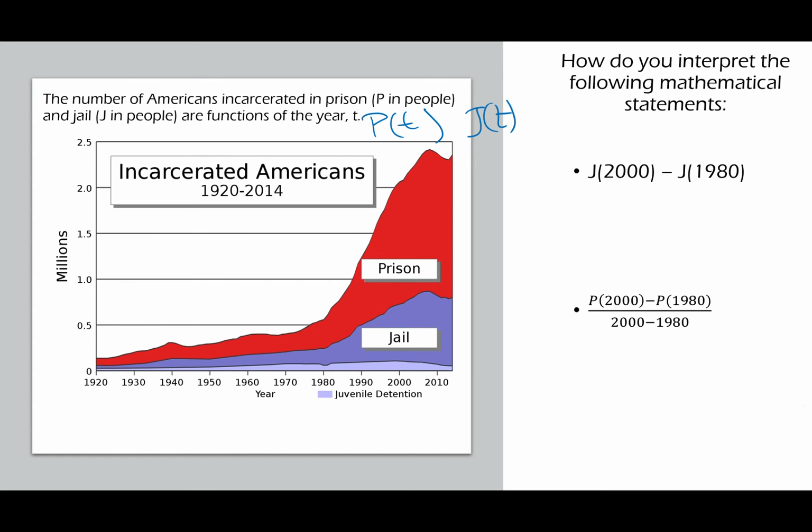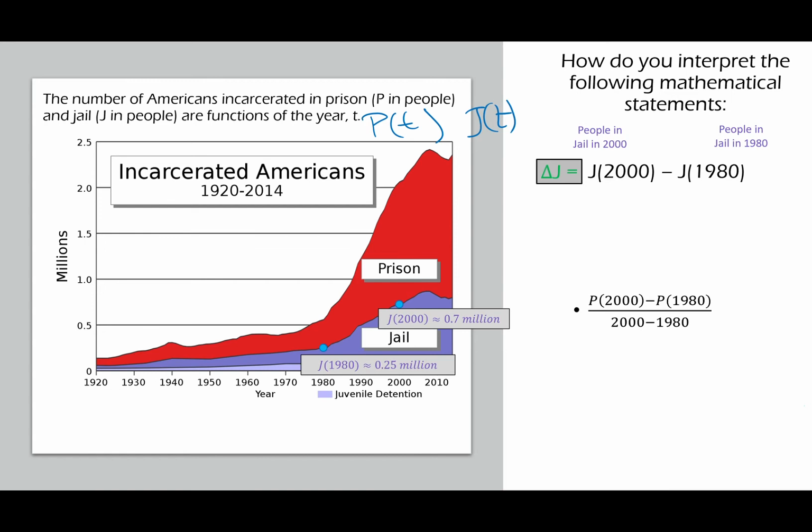So when we look at J of 2000 minus J of 1980, and we want to interpret what this statement means, we start with J of 2000, which is the number of people in jail in 2000. And we can estimate that on our graph at approximately 0.7 million or 700,000 people. And we're going to subtract off from that the number of people in jail in 1980. And we can approximate that as 0.25 million, a quarter million, 250,000 people. So what we're really looking at is the change in the jail population between 1980 and 2000.